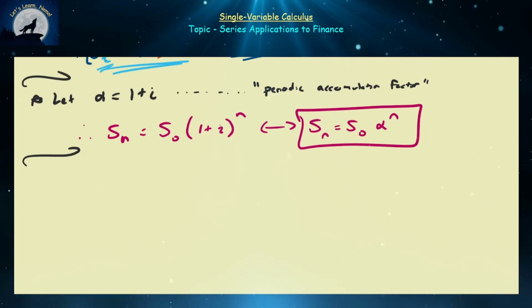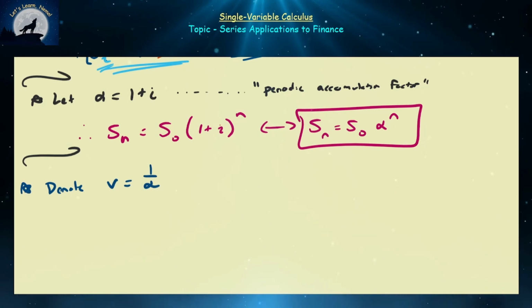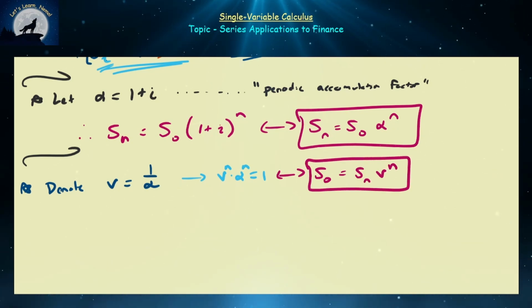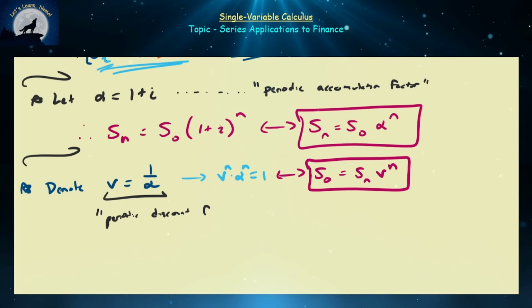So instead of moving forward with alpha, we're going to introduce another notation, nu, which is going to be equal to the reciprocal of alpha. You should be able to see by this definition that nu times alpha gives 1, and also nu to the n times alpha to the n will also be equal to 1. So using the equation from above, we can go from Sn to S0 using this nu constant instead. And this nu has a name. This is sometimes referred to as the periodic discount factor.